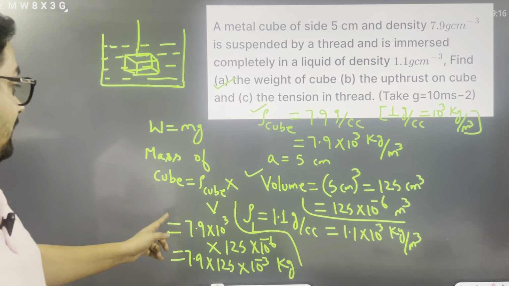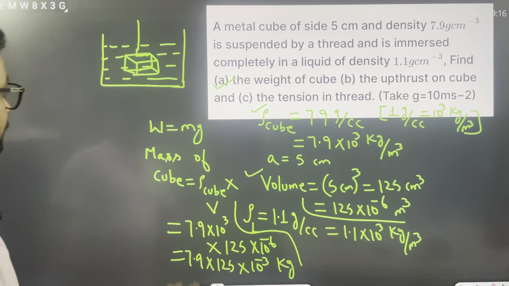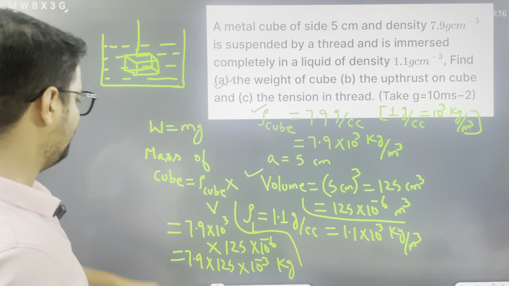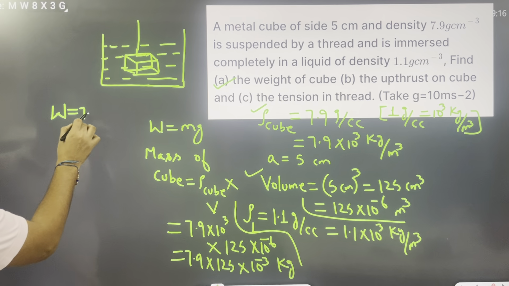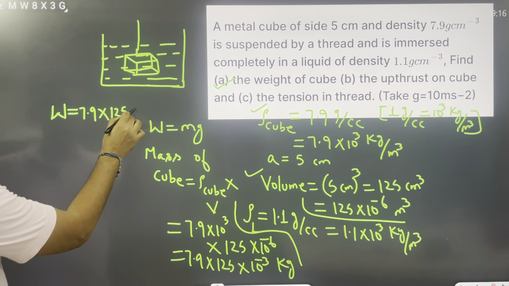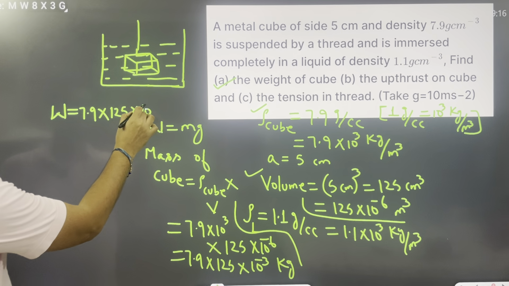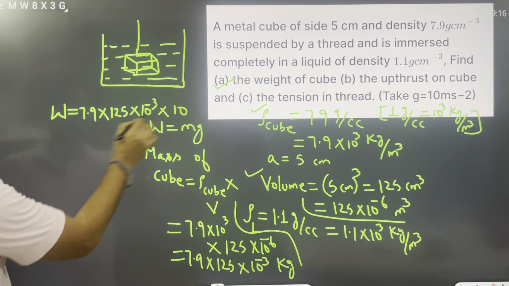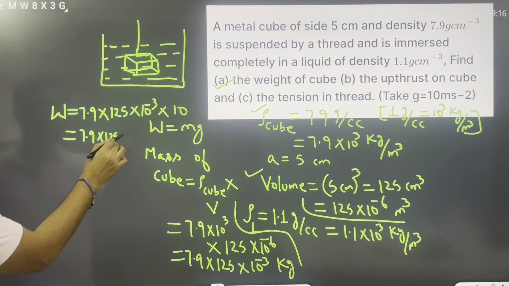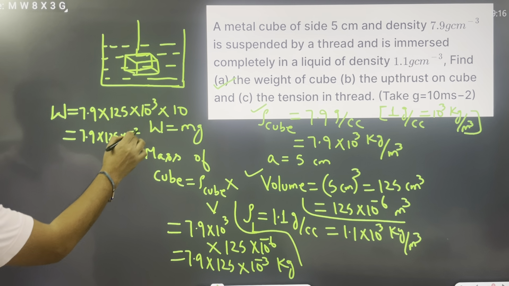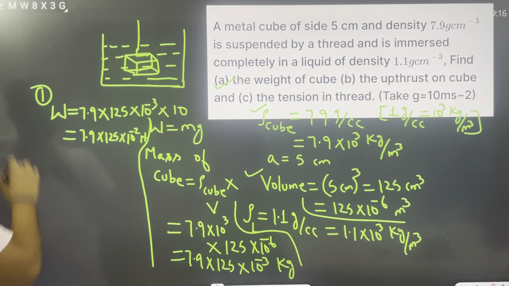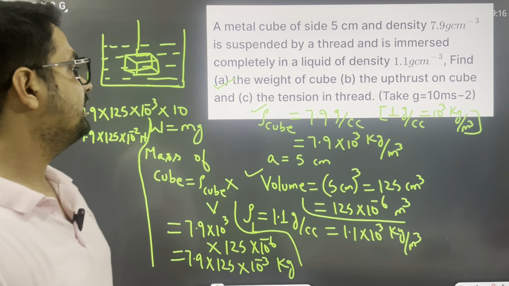Now we have found only the mass. So weight we have to find, mg. The g value is given as 10. So we multiply 7.9 into 125 into 10 to the power minus 3 into g value 10. Finally we get 7.9 into 125 into 10 to the power minus 2 Newton. This will be your answer for the first question. Now we will go for the second question.